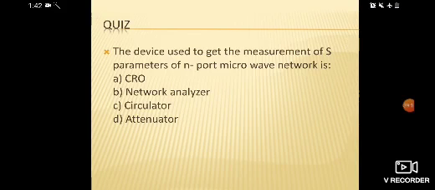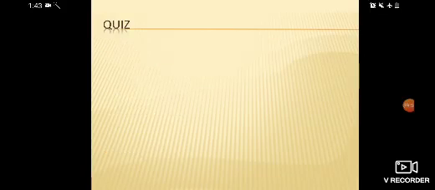The device used to get the measurement of S parameters of an N-port microwave network is: whether it is a CRO, a network analyzer, a circulator, or an attenuator. So what is the answer? That is B, the network analyzer. The network analyzer is the device used to get the measurement of S parameters of an N-port microwave network. Okay, this is the answer.